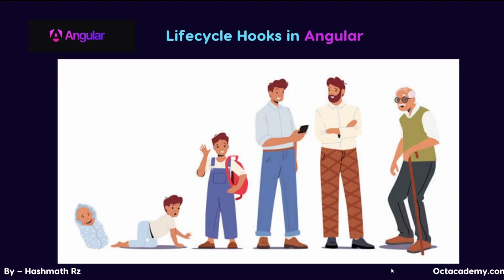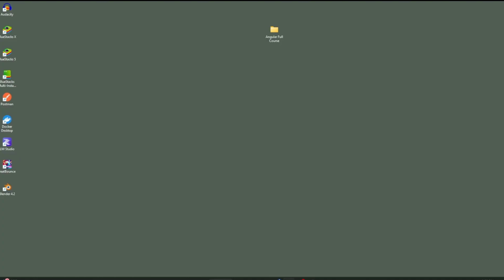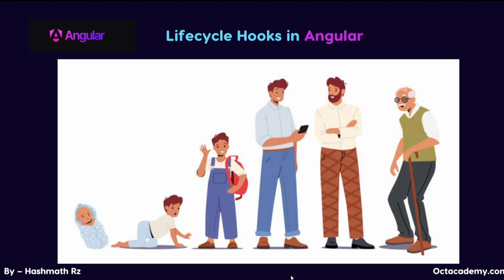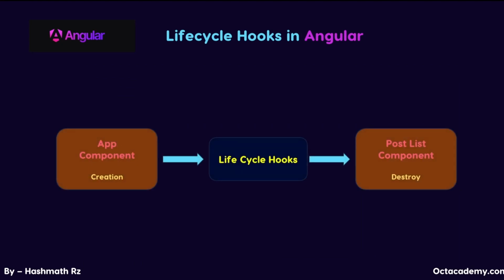Think of a component's life cycle like a human life. We have different stages: birth, growing up, adulthood, and finally the end of life. Similarly, a component goes through different stages from creation to destruction, and Angular gives us hooks to perform actions at each stage. Now you might be wondering, why do we need these hooks?